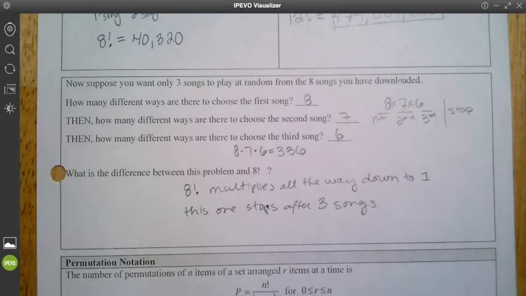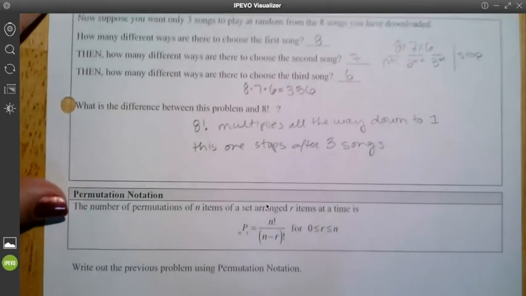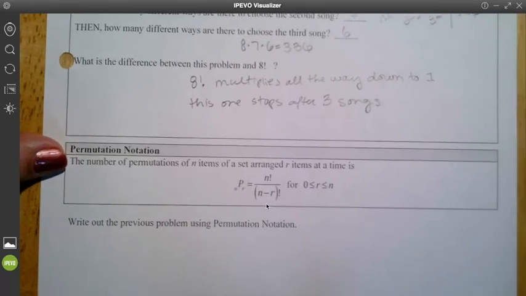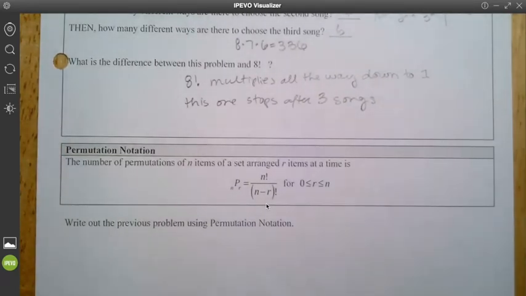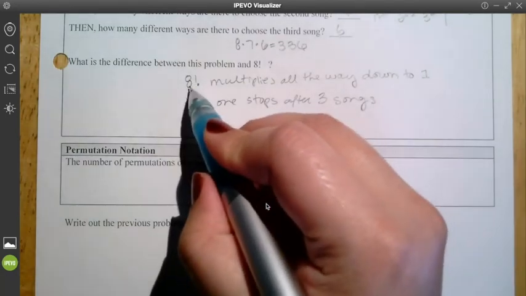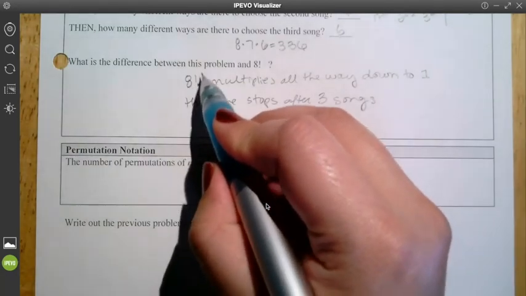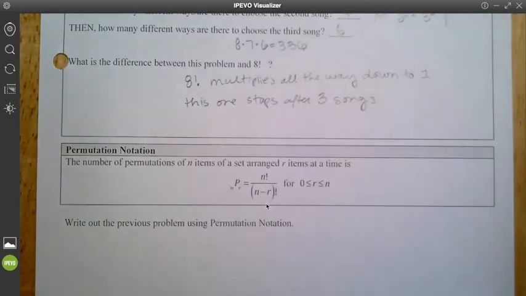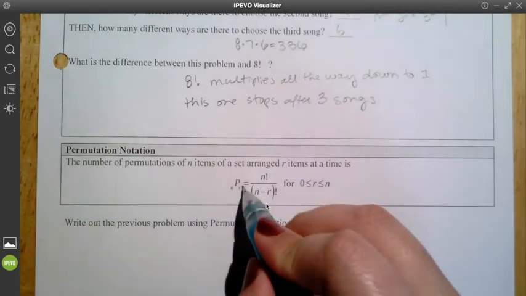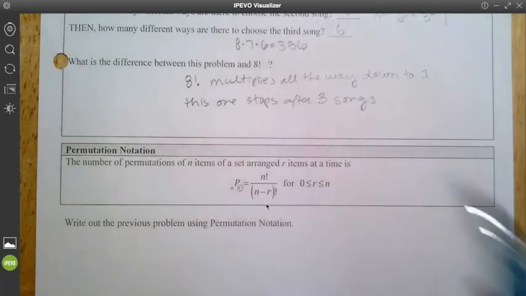So how do I calculate this permutation? Let's look at some of this notation. This is a special type of notation, and this is how it will be in your calculator as well. If I wanted to calculate a permutation where I'm not using all 8, I'm only using a certain number of them, then we have this little r that denotes how many we are going to use.